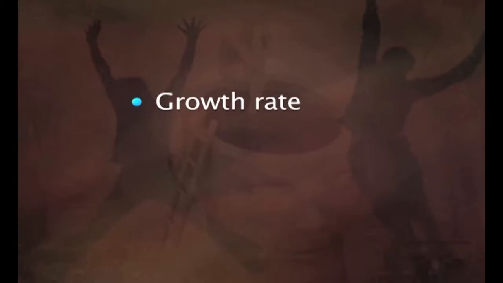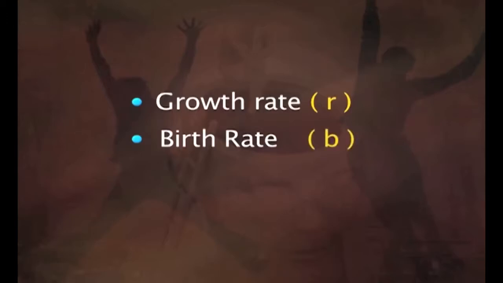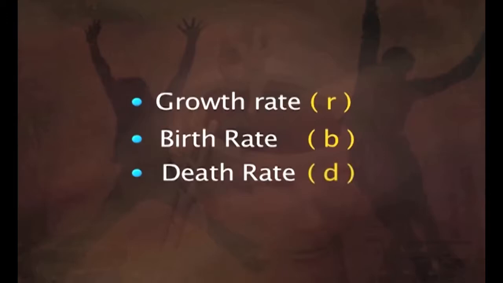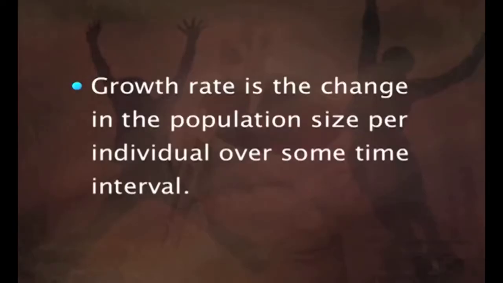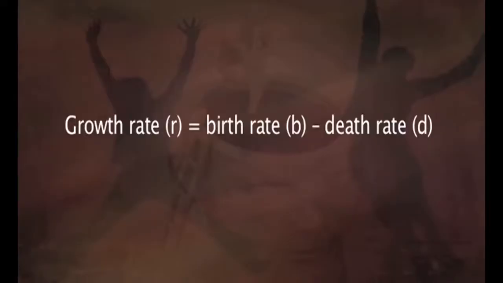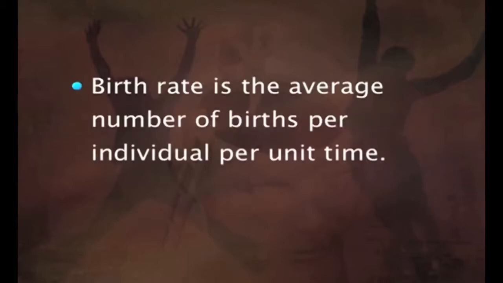Now, in order to understand population explosion, we need to understand some technical terms like what is growth rate, which is usually represented by small r, what is birth rate, which is represented by small b, and also what is death rate, that is represented by small d. Now, coming on to define growth rate. Growth rate is the change in the population size per individual over some time interval. So, the equation given for growth rate is r = b - d, that is, growth rate equals birth rate minus death rate. Now, birth rate is the average number of births per individual per unit time.